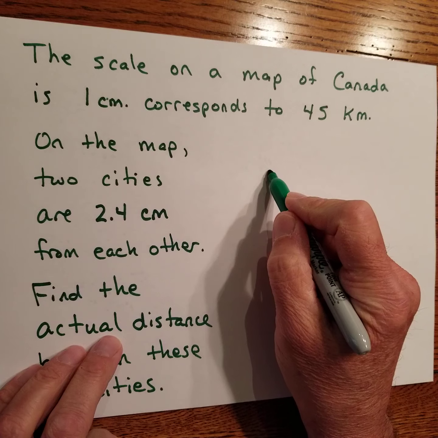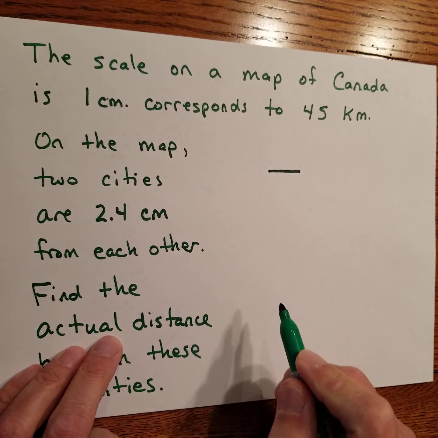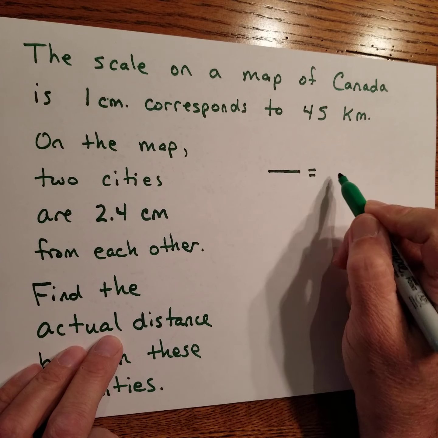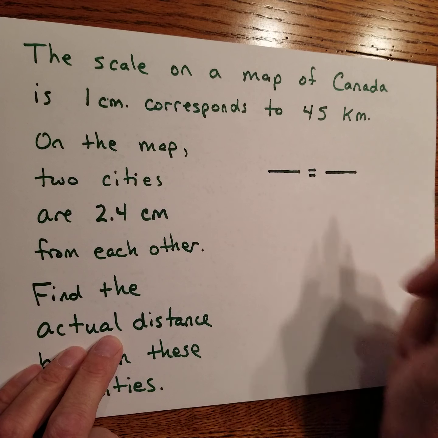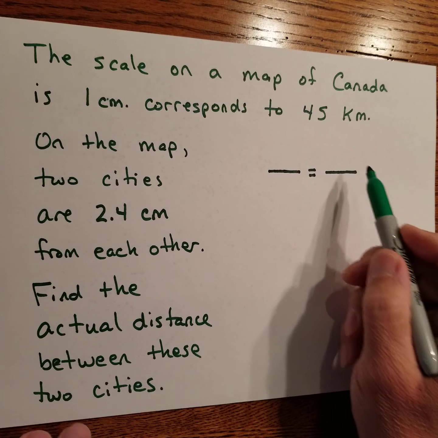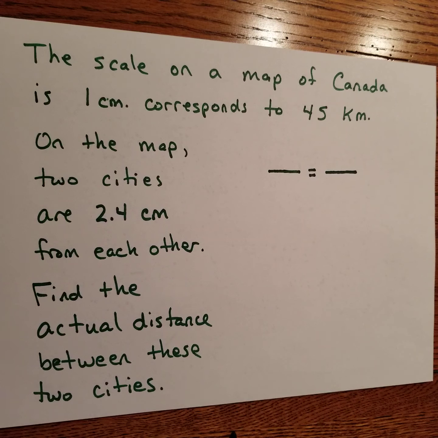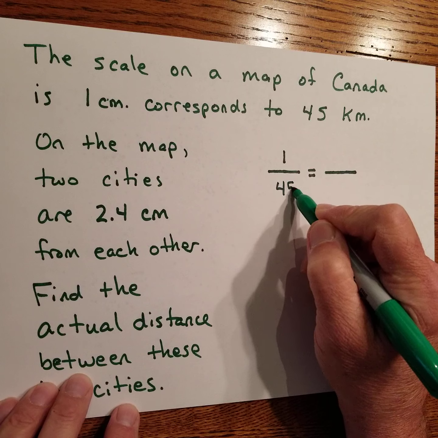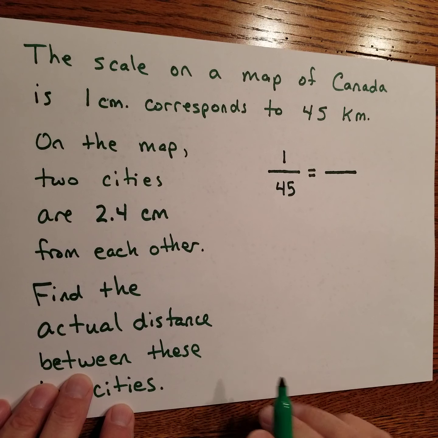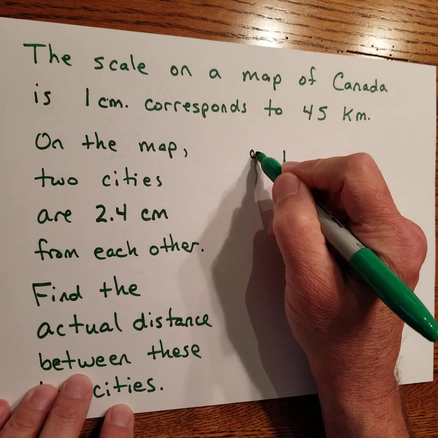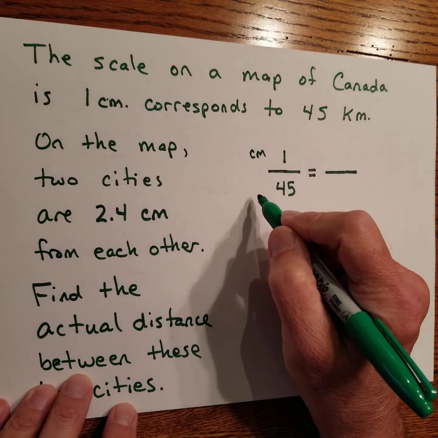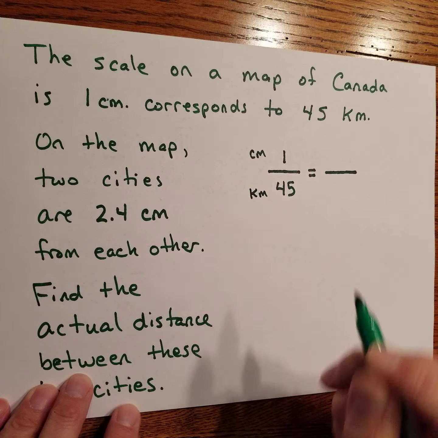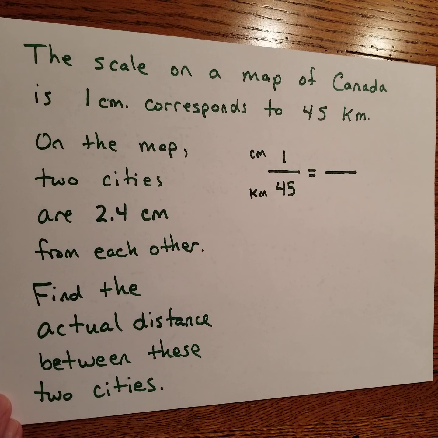A ratio is a fraction used to compare numbers. When we have an equation of two ratios, that's called a proportion. We'll use this proportion to solve this problem. The scale on a map of Canada is 1 centimeter corresponds to 45 kilometers. Let's label. That's 1 centimeter on the map represents 45 kilometers in real life.